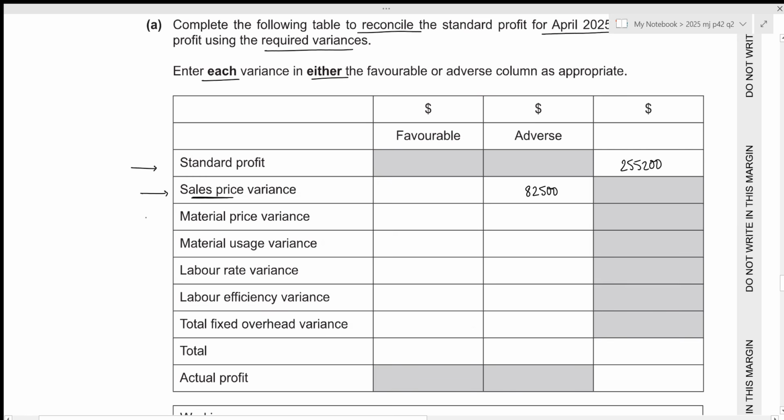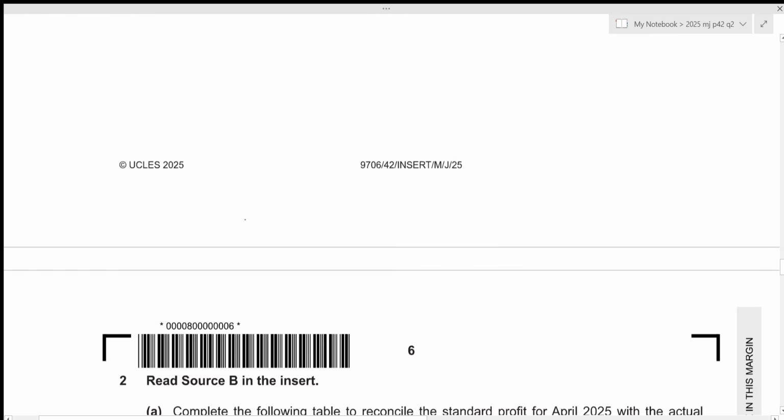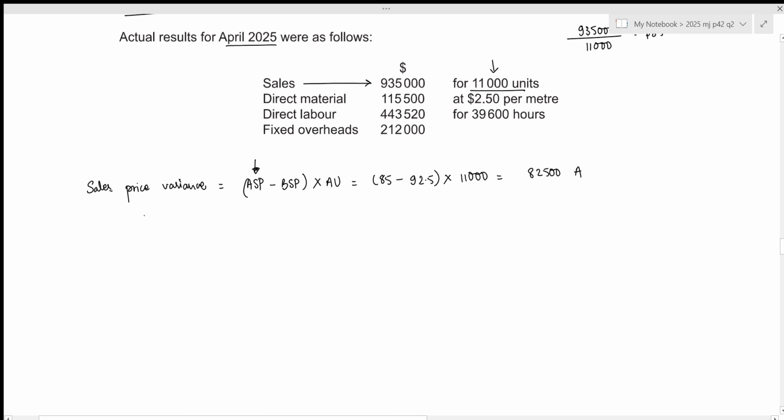Now we need to calculate the material price variance, and again in this case as well, the name suggests that we need to compare the prices per meter. So this is the material price variance. We will start with the budgeted price per meter minus the actual price per meter multiplied by the actual quantity, which is the total actual materials that we had to purchase.